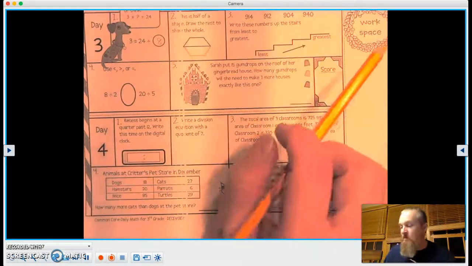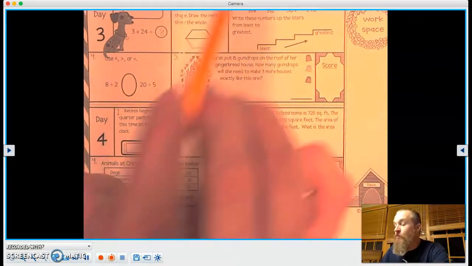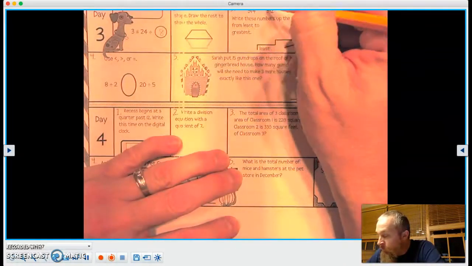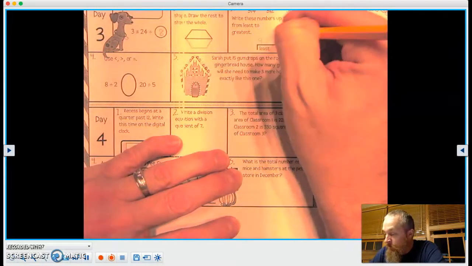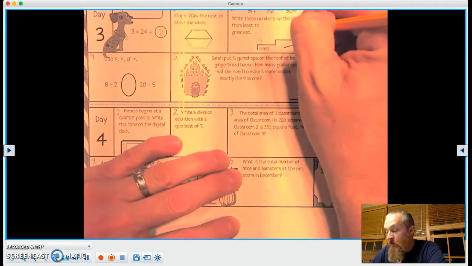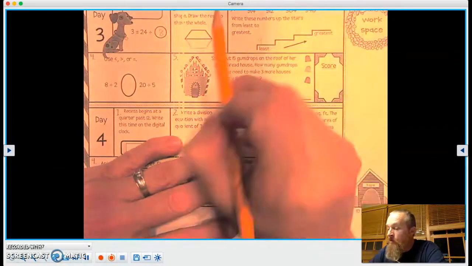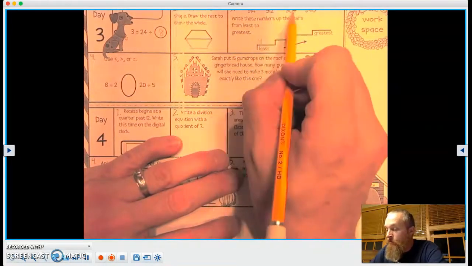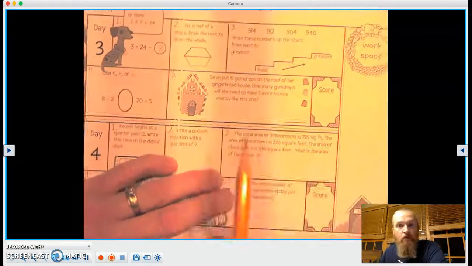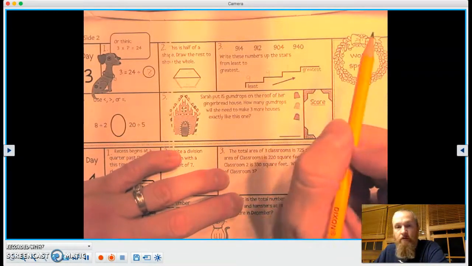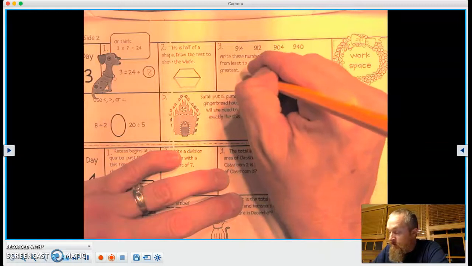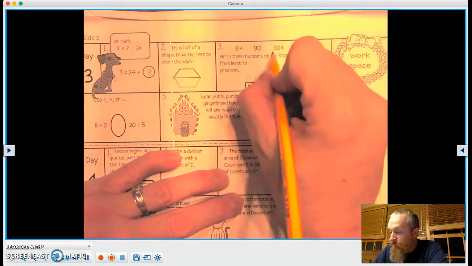All right, write these numbers up the stairs from least to greatest. Oh boy, they all start with a 9. So they're all in the 900s. We know that one right away. Now we have 14 and 12. We have 04 and 40. Whoops, there we go. So the very smallest number is 4. So the least is 904.